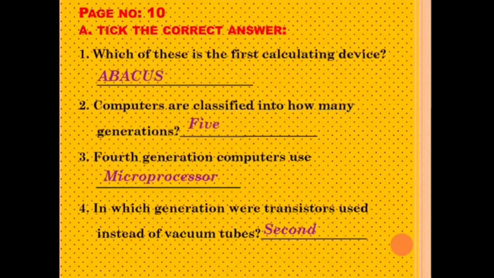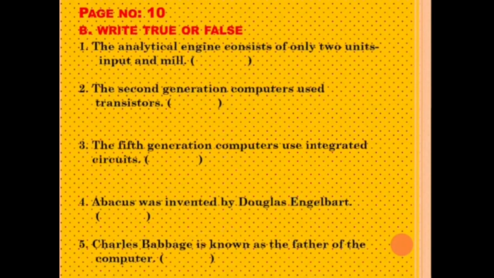Now let's see our next Roman, that is B Roman, same page number, true or false. The first one, the analytical engine consists of only 2 units, that is input and mill. But I taught you the analytical engine has 5 units: input, output, mill, control and store. But here they are saying only 2 units. So the statement is false.